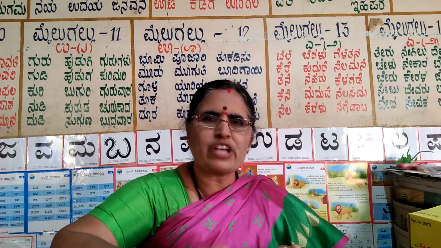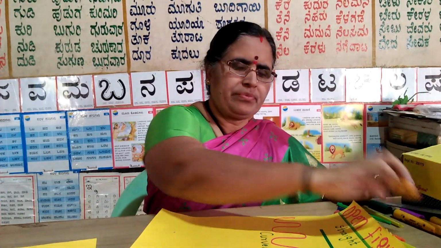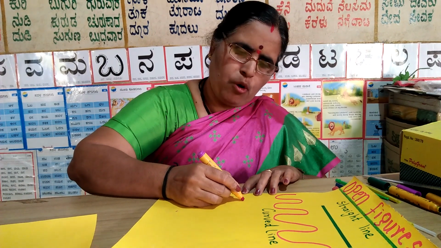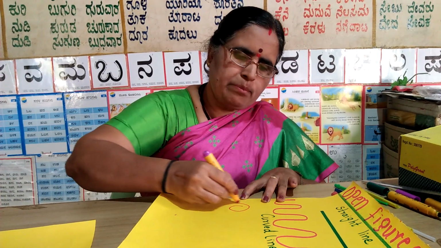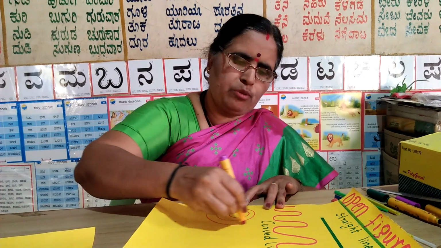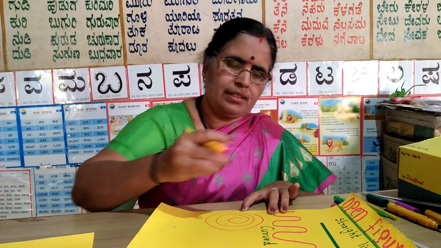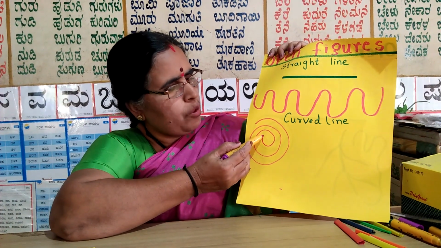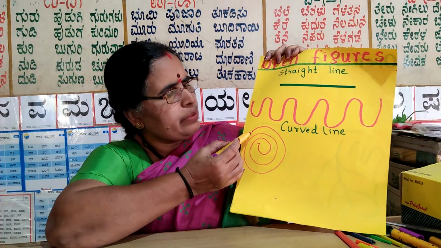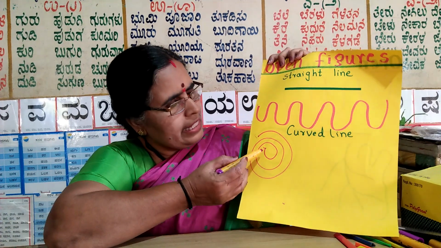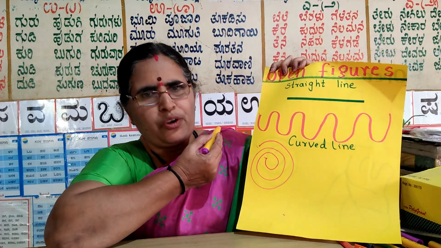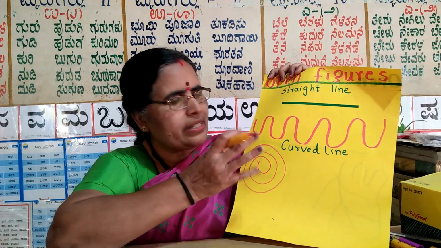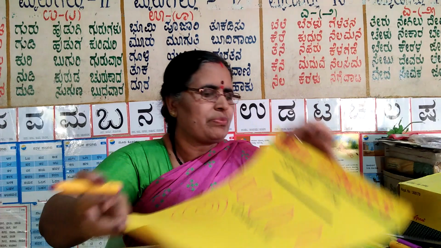Now, look at the chart carefully. I begin with one point and I keep moving and end here. So when we look at this figure, I started at one point and ended at another point. These two ends are not meeting at a point, so it is called an open figure.